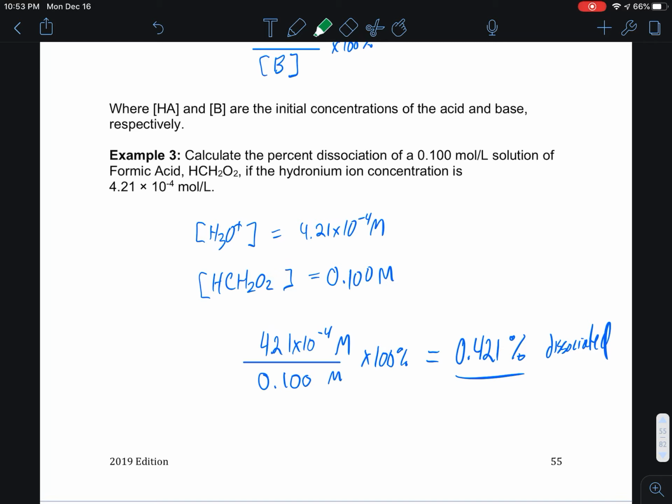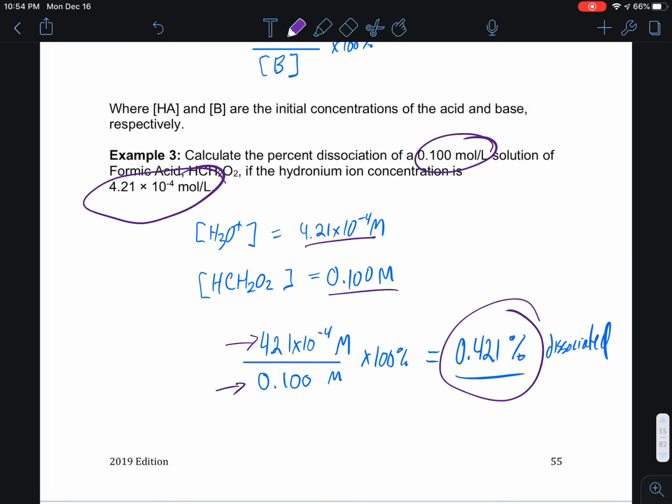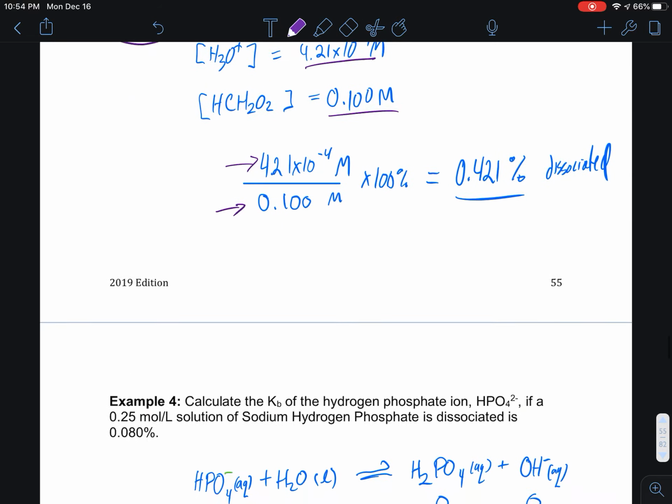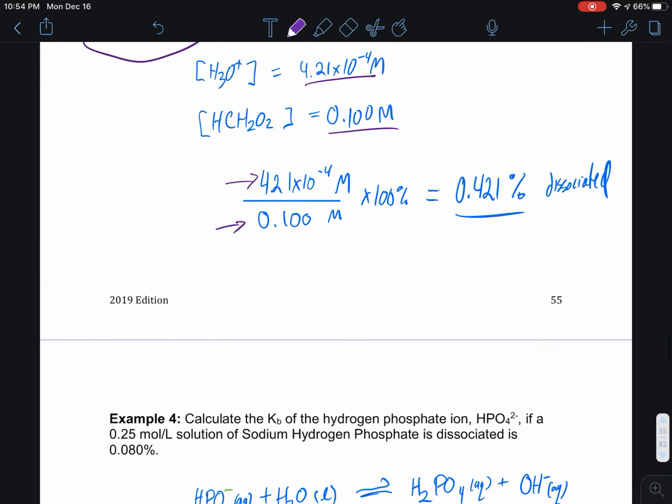So calculate the percent dissociation of a 0.1 molar solution of formic acid if the hydronium ion concentration is this much. So what they're suggesting is that you take the amount of your initial solution and the amount of hydronium, and you divide them and multiply by 100%. So here we go. This is what we did. We took the amount of hydronium on top, the amount of initial solution on the bottom, divide, multiply by 100, and you've got your percent dissociation.